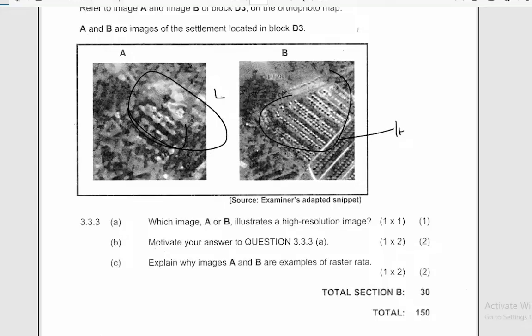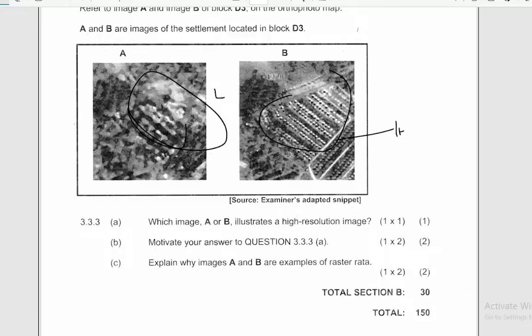Why you are saying B is high resolution is because of the amount of detail shown. There is more detail visible in picture B than in picture A. And also you can argue using the pixels. There are more pixels in the image in B compared to the pixels in A. Or if you want to argue using the size of the pixel, B is made up of smaller pixels, A is made up of bigger pixels. That is why it is not very clear, and this one is distinctively clear. That is with resolution, and that is spatial resolution and not spectral resolution.